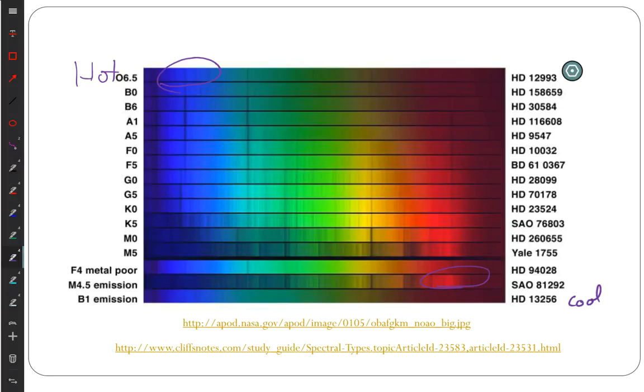So I don't expect you to come anywhere close to trying to memorize where the absorption lines are here, but to recognize that the absorption lines are different for each one of these, and that's how they determine what the actual temperature is, and specify if it's an A3, a G2, an M5.